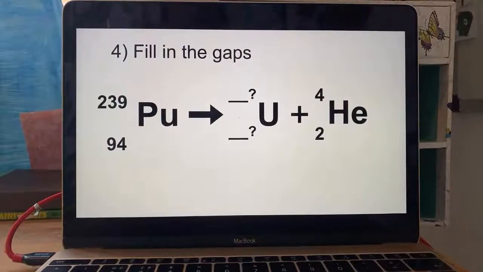And finally, can you fill in these gaps for me? We've got a plutonium nucleus here with the number at the top 239 and the number at the bottom 94, and it's decaying into a uranium nucleus and a helium nucleus. So can you tell me what the big number at the top and the number at the bottom would be on the uranium?